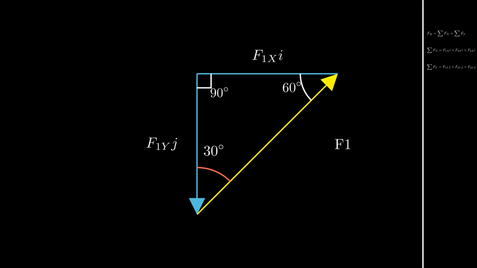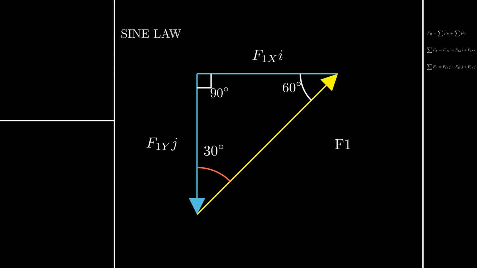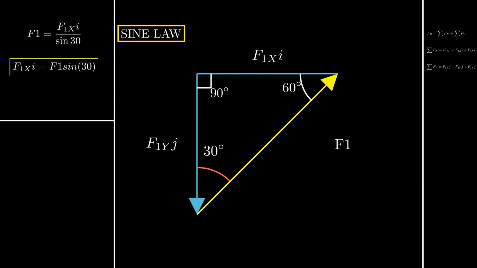So our first angle is 30 degrees and the second one is 90. We can find the third angle by the sum of angles formula. Now we have all the angles, so we can apply the sine law for finding its x and y components.